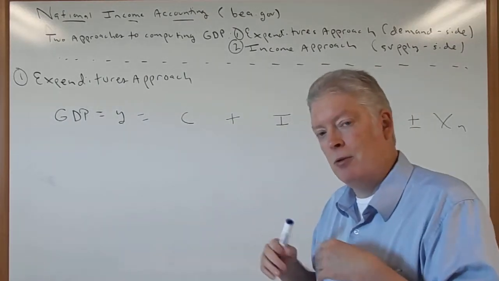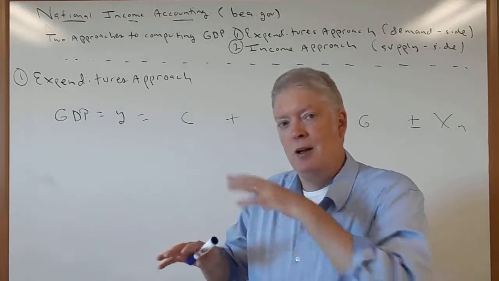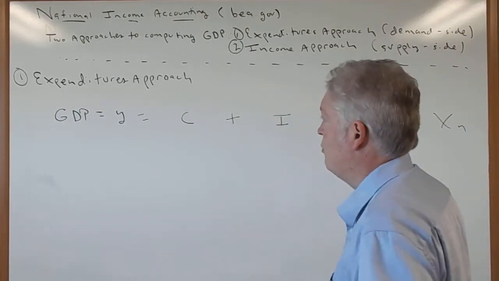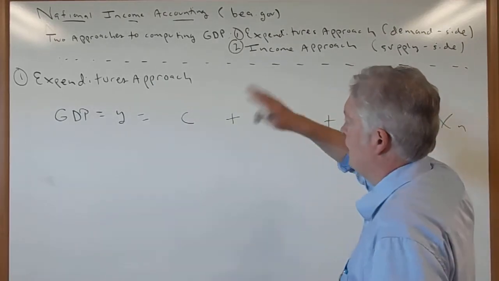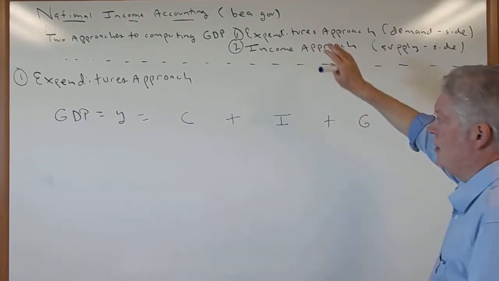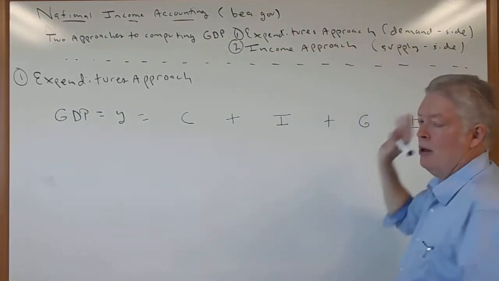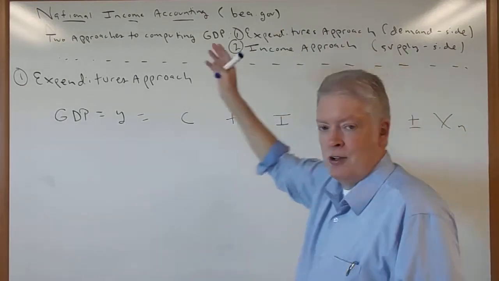And in a couple of videos in the future, we'll talk a bit more about how we adjust GDP for price level changes. So the thing that we want to get into today is national income accounting, particularly the two approaches to computing it. The first that we're going to talk about in this video is the expenditures approach, which is something that you'll see quite a lot discussed in your textbook.